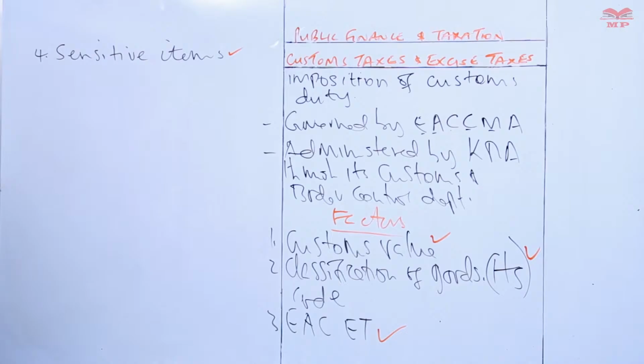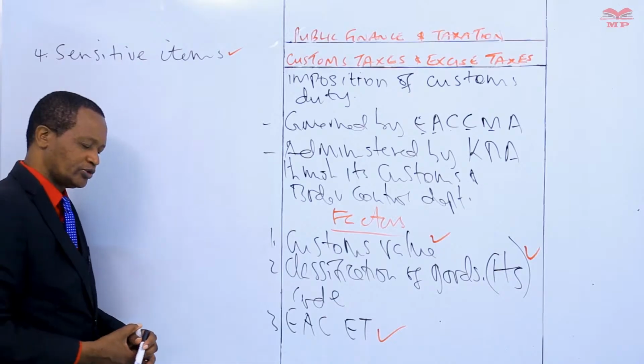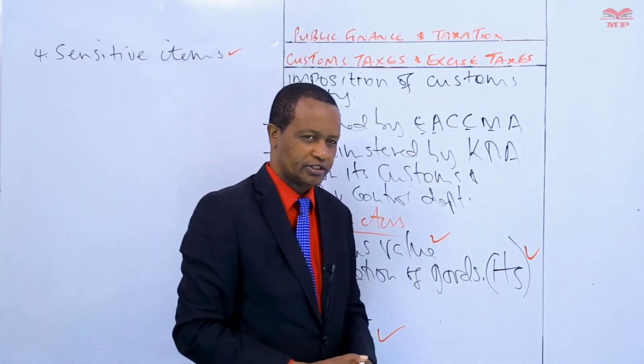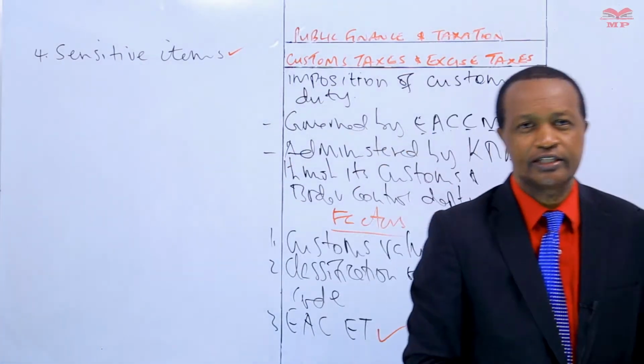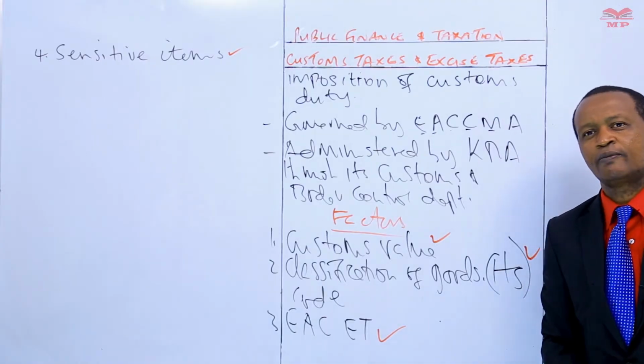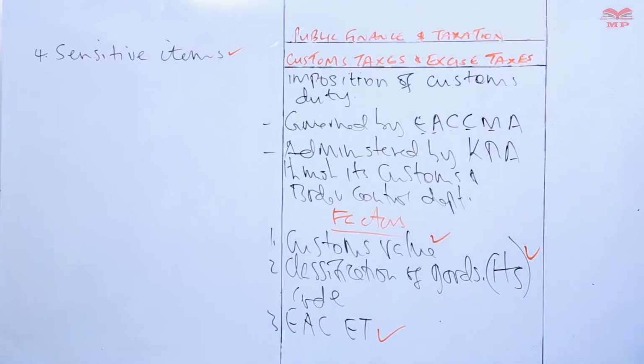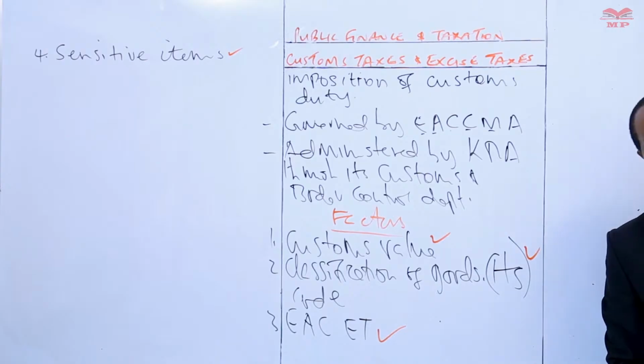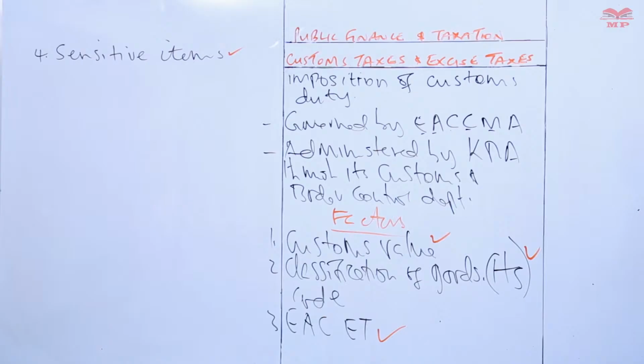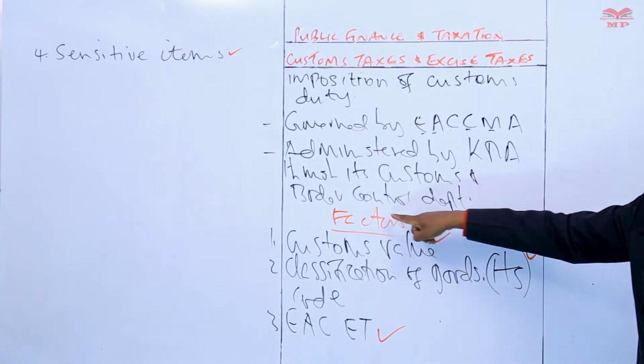So that's the end of the lesson. In closing the lesson, first of all, under imposition of customs duty, the imposition of customs duty is primarily governed by the East Africa Community Customs Management Act and administered by Kenya Revenue Authority through its Customs and Border Control Department.